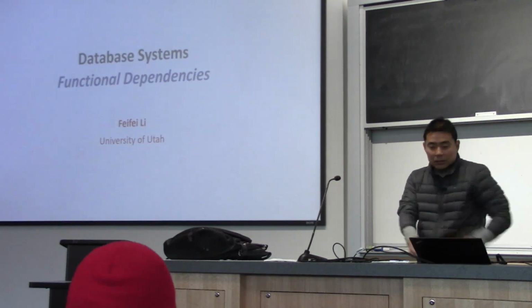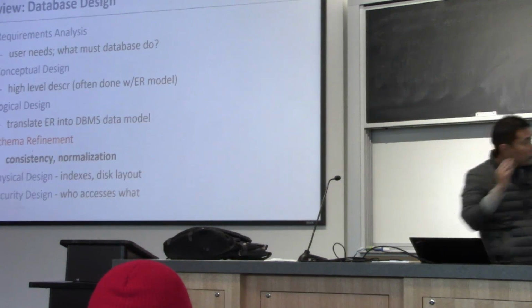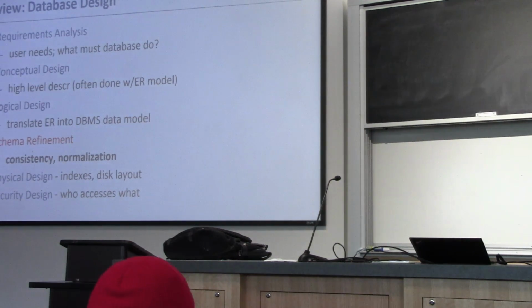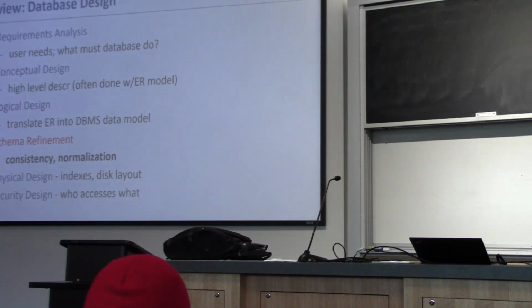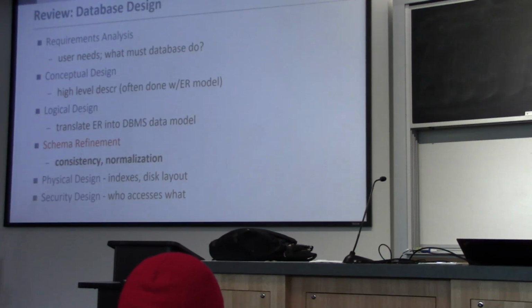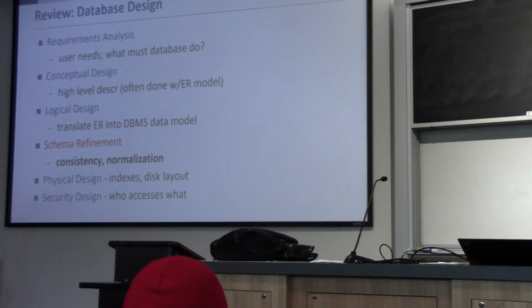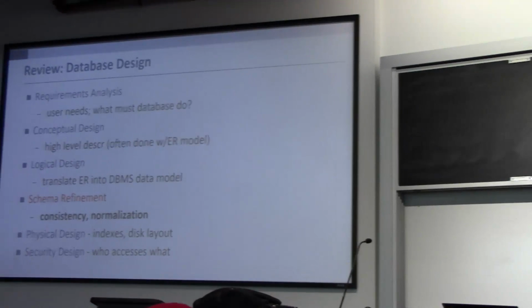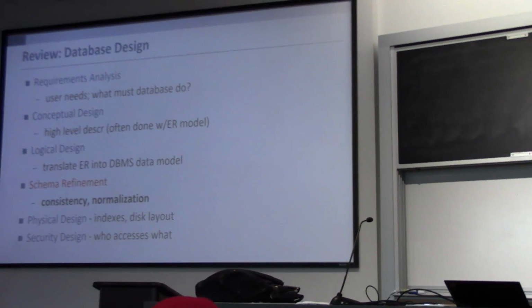So what is functional dependency? If we step back and look at where we are, we basically talk about requirement analysis. That's like analyzing your user specification and coming out with the ER model. That's what we call conceptual design. And then we have the logical design, which is translating ER to DBMS. That's basically what you've been working on in your homework 1 and phase 1. And essentially what you're doing now in your phase 2 of your project.